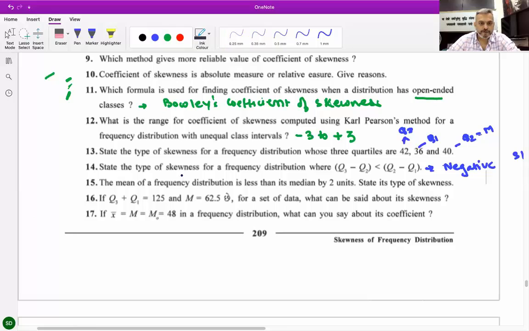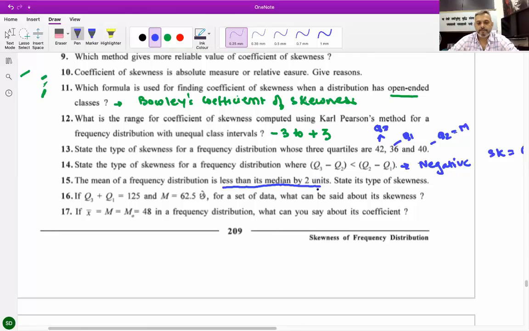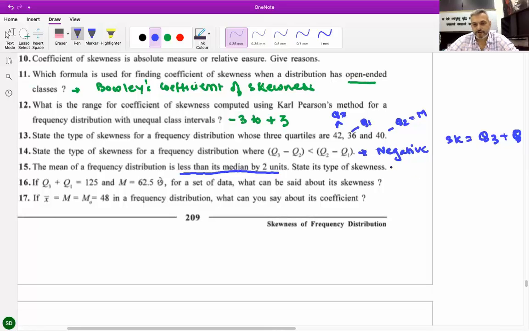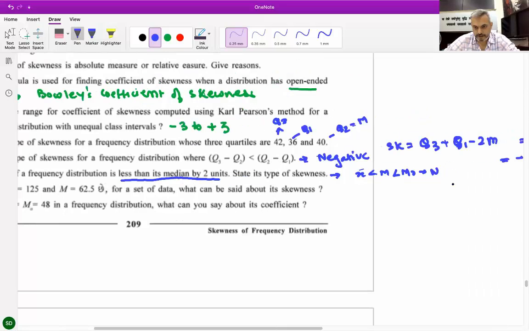The 15th one: the mean of a frequency distribution is less than its median by 2 units. So state the type of skewness. Now obviously you know mean is less than median, less than mode. So which type of skewness is this? Obviously it is going to be negative. So you write negative.